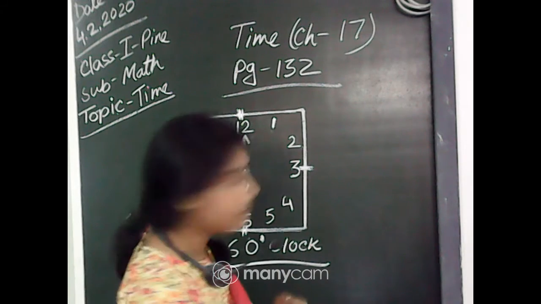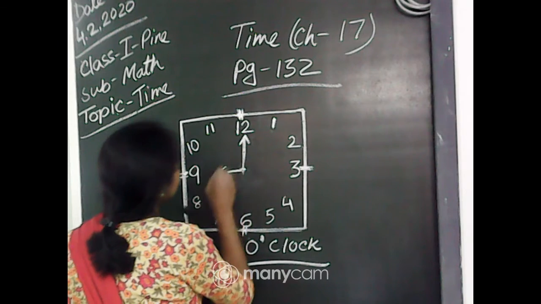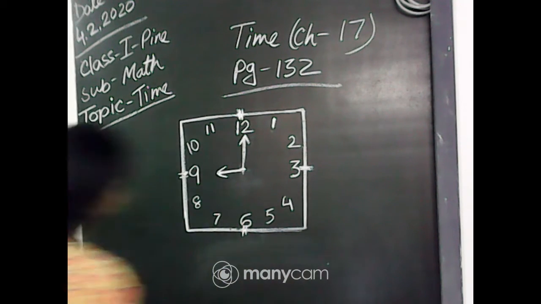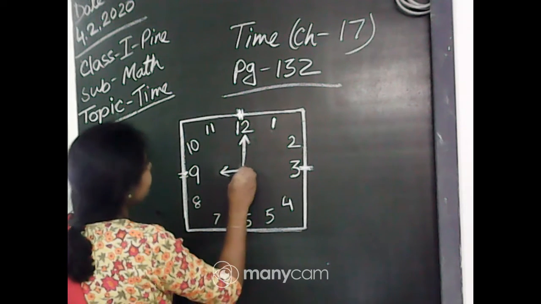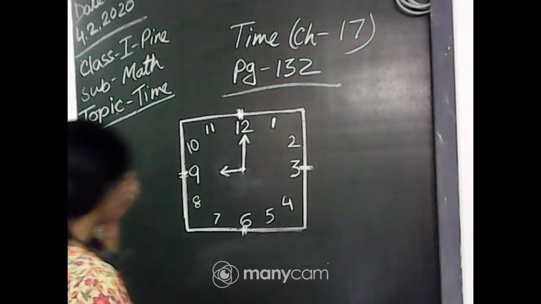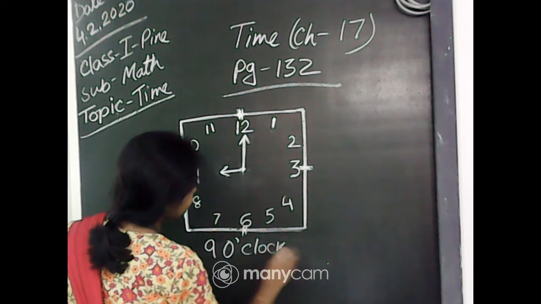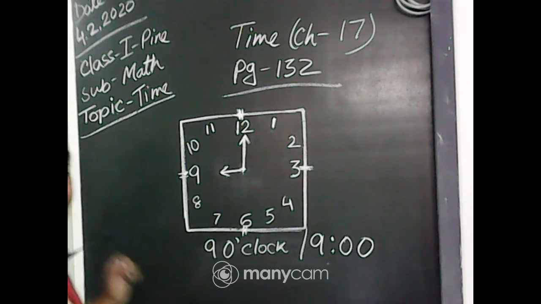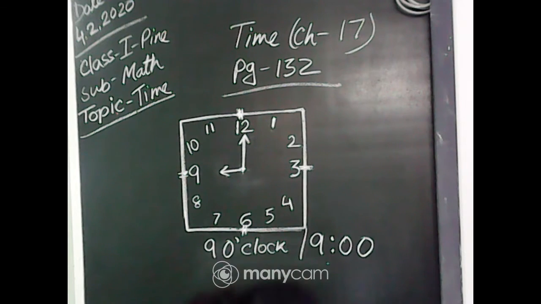Now, what does the time show? Can you tell me? What is the time now? The hour hand is always short and the minute hand is big. Okay, 9 o'clock. Very good, Kaustubh. Now 9 o'clock.